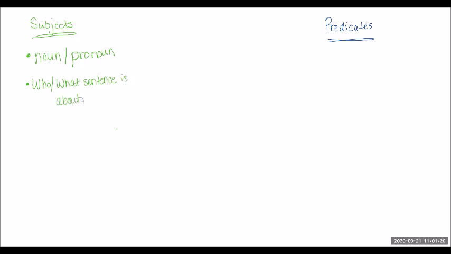And just something to remember, guys, no subject means not a sentence. So we have to have a subject in order for it to be a sentence, okay? So we focus on the nouns and the pronouns, and we talk about who or what the sentence is about, okay? The predicate, though, is the verb.